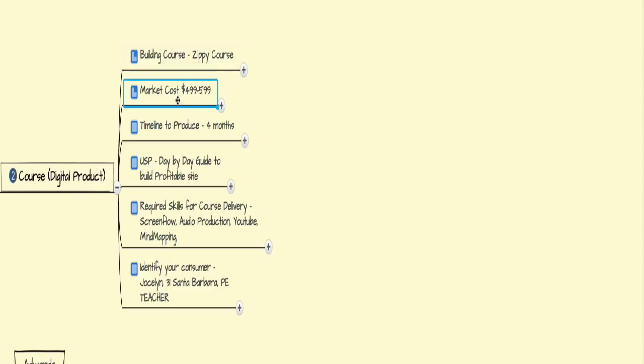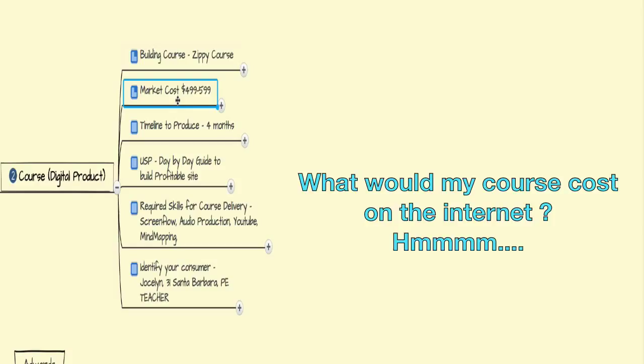The second portion is market cost. I figured that my course in the market would have a relevancy in, let's say, the $500 to $600 range, maybe more, maybe less, but I thought that was the target for a full 90-day course with a daily guide that was focused on building your website. So that's kind of what I figured for the market cost of this type of course.